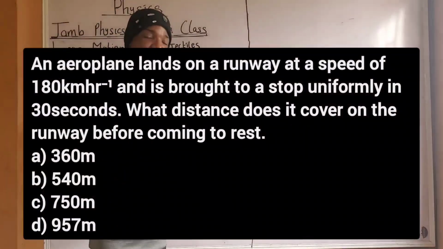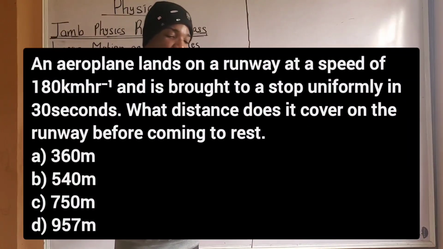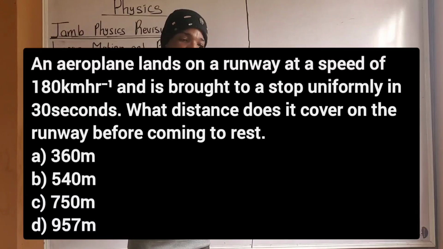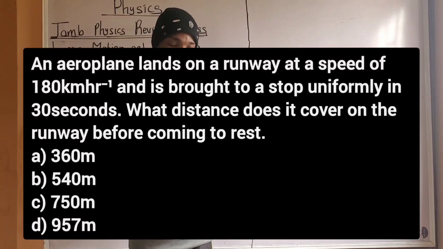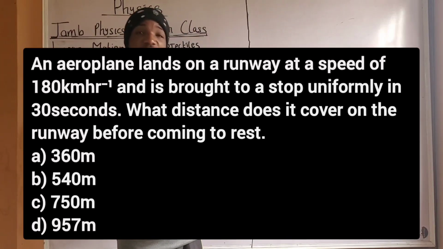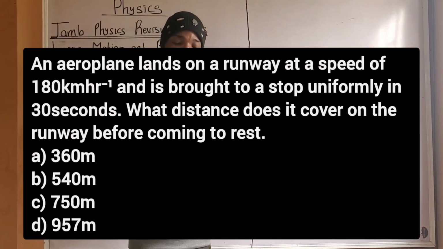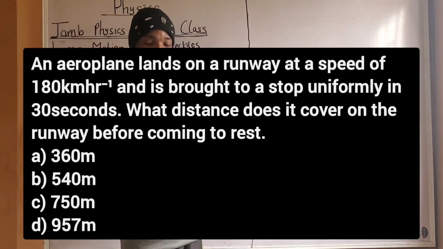An aeroplane lands on a runway at a speed of 180 km per hour and is brought to a stop uniformly in 30 seconds. What distance does it cover on the runway before coming to rest? A. 360 meter, B. 540 meter, C. 750 meter, D. 957 meter.